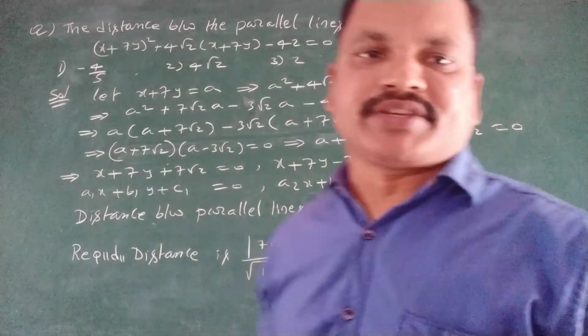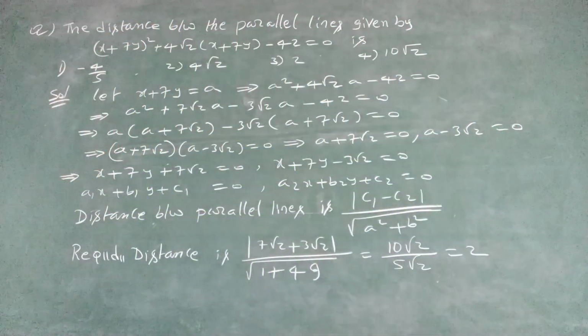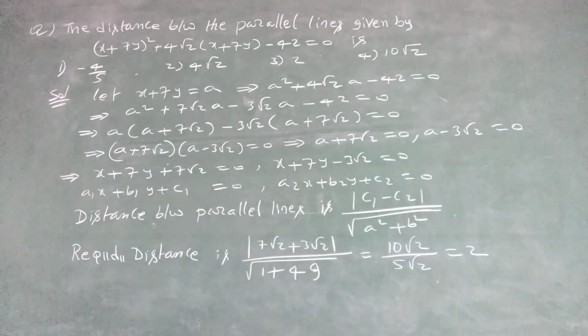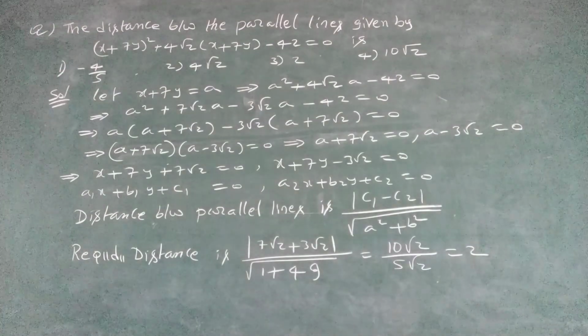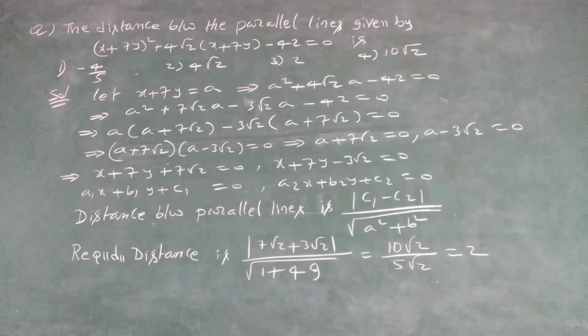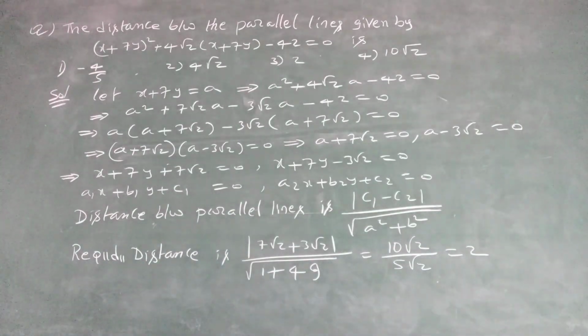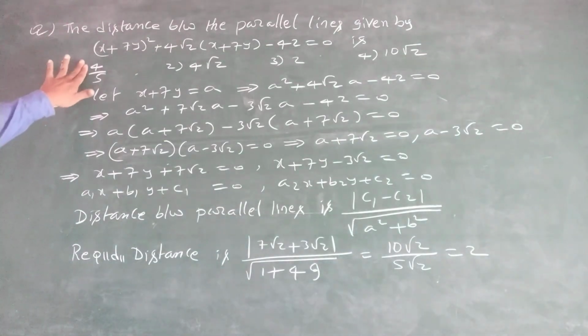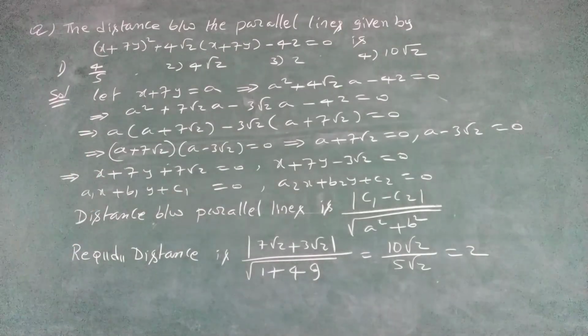We are going to the next question depending upon the concept. The question is: the distance between the parallel lines given by x plus 7y whole square plus 4 root 2 into x plus 7y minus 42 is equal to 0 is: first option 4 by 5, second option 4 root 2, third option 2, and fourth option 10 root 2. Okay, the first option is 4 by 5, not minus, since distance is never negative.